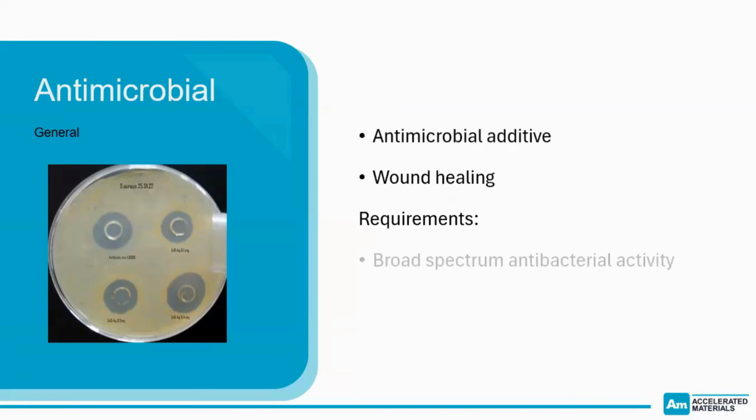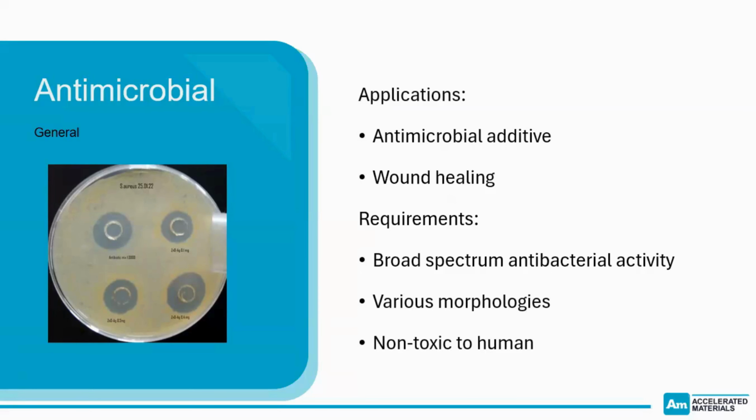And of course, one of the best-known applications is the antimicrobial. You can see that we can use silver nanoparticles as an additive for making surfaces antimicrobial, and it's also sometimes used as a wound healing agent. Of course, the requirement here is that the nanoparticles should have a broad spectrum of antimicrobial activity. They could have different morphologies and probably be as low in toxicity to humans as possible.